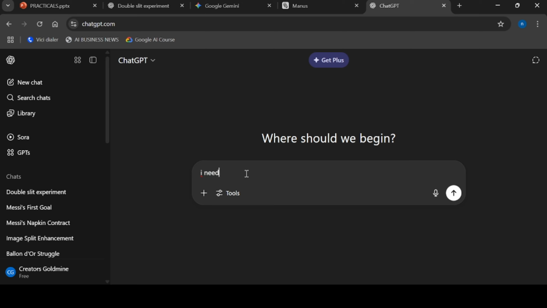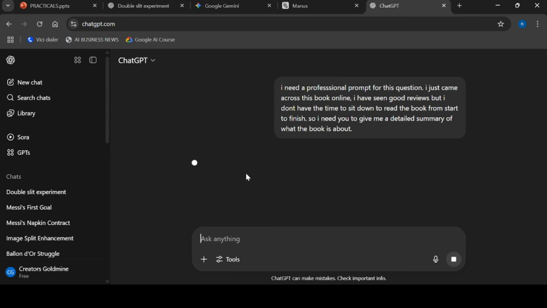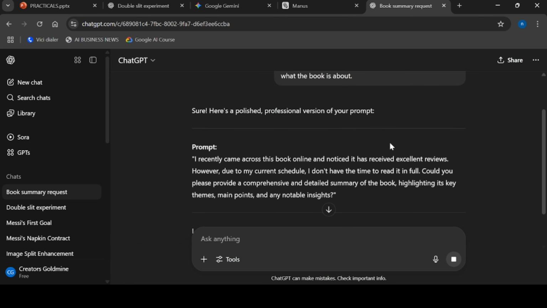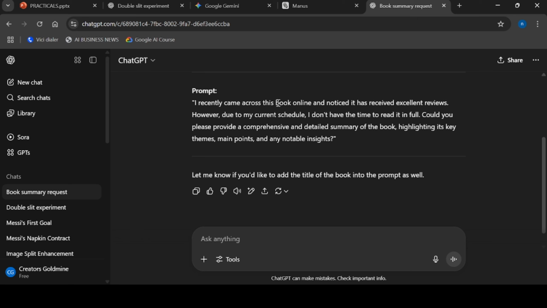Now, all I need to do is come to ChatGPT and say I need a professional prompt for this question. Now let's paste this. Let's see what ChatGPT will give to us. Now you see the prompt: I recently came across this book online. It has received excellent reviews. However, due to... make the prompt detailed.